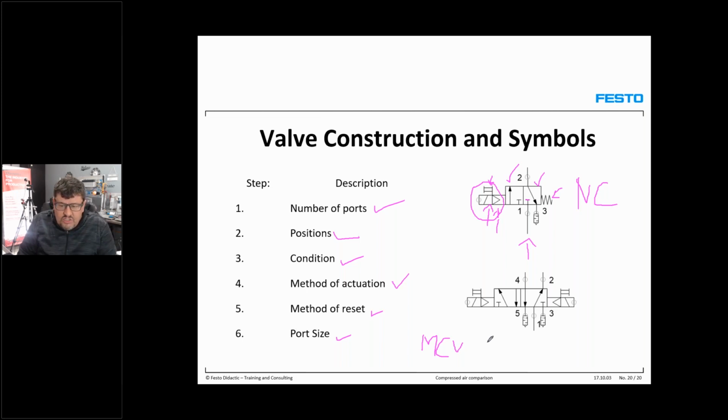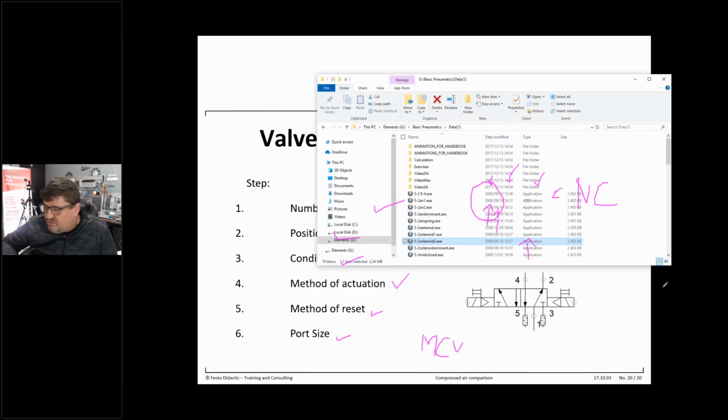It will either go from 1 to 2, the air will flow from 1 to 2, or it will flow on the other side from 1 to 4. Right. I want to bring in here something very interesting. I will quickly show this to you, and I want to demonstrate it to you.